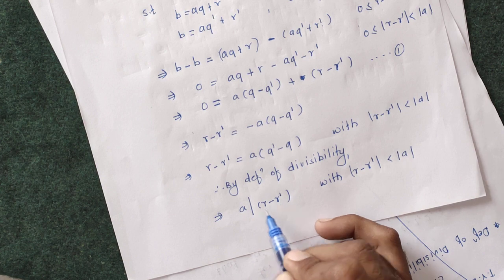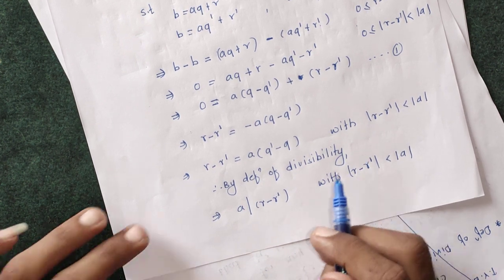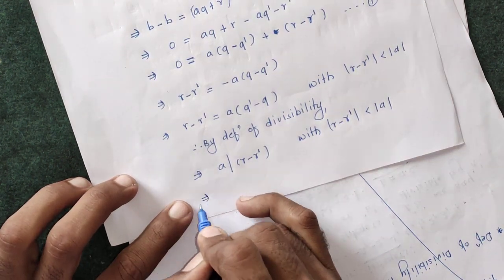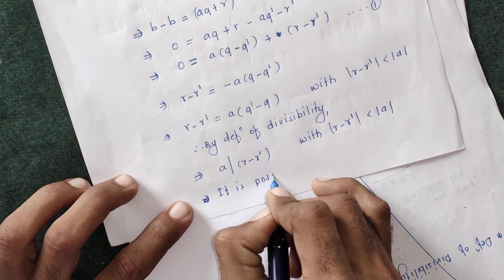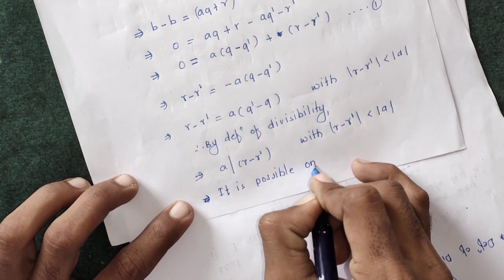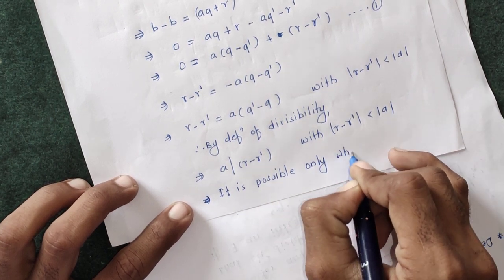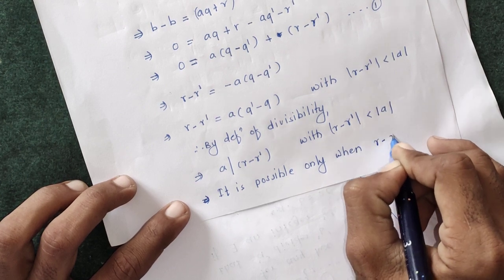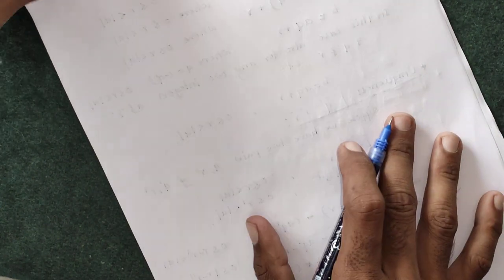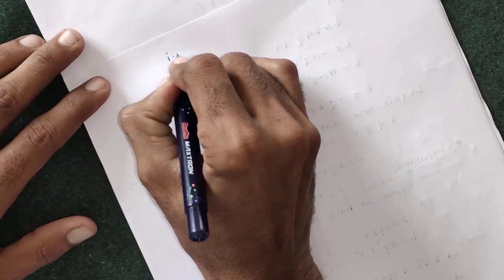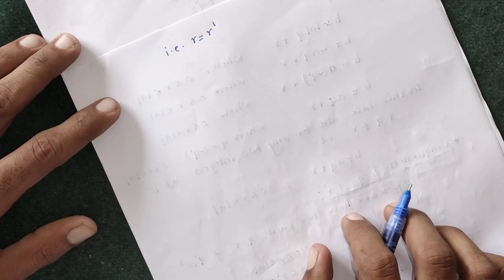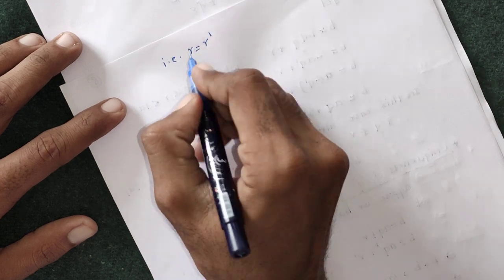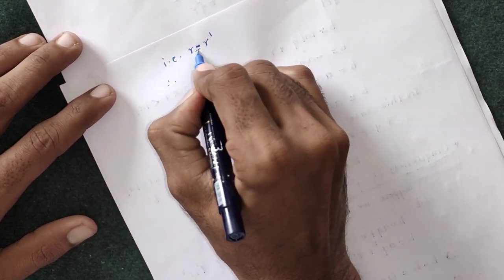That is, we know that 0 can be divisible by any integer. So, it is possible only when r minus r prime is equal to 0, that is, r is equal to r prime. r minus r prime is equal to 0 implies r is equal to r prime. Therefore, we get r is equal to r prime.